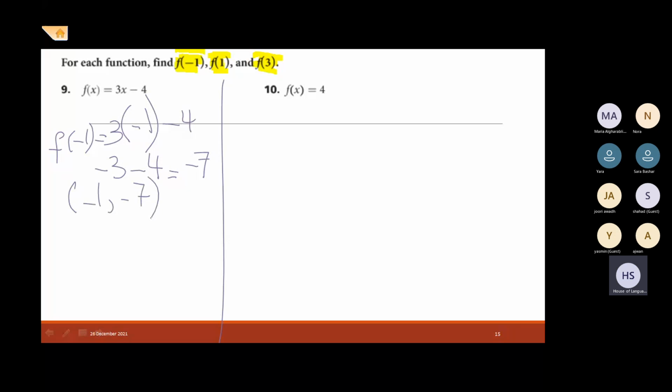Try f of 1 and f of 3 in your copy book. I found f of -1. I want you to solve f of 1 and f of 3. So teacher, for 9, we will use all of them? For number 9, we will use f of -1, f of 1, and f of 3. For each function, find f of -1, f of 1, and f of 3.